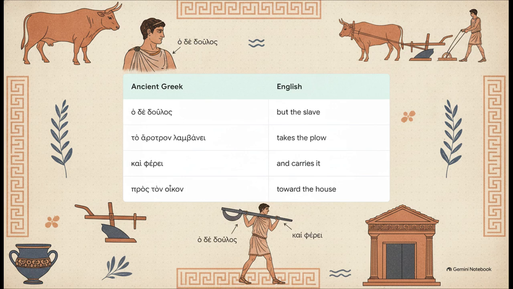Let's break down a full sentence step by step to prove just how much vocabulary you've mastered in a matter of minutes. First chunk, ho doulos, the slave. Next, to arotron lambanei, takes the plow. There's our noun and our verb perfectly paired. Next, kai phérei, and carries it. Finally, pros ton oikon, toward the house. Ho doulos to arotron lambanei, kai phérei, pros ton oikon.